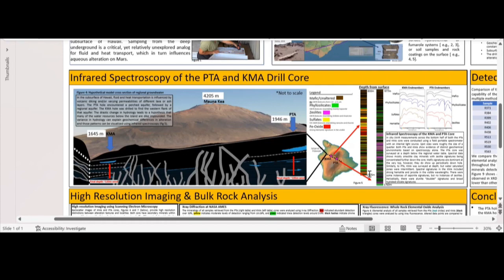And I also want to add that the KMA is also drastically different from the PTA core with regards to alteration mineralogy, with jarosite, palagonite, and hematite being mainly detected, with some instances of saponite.